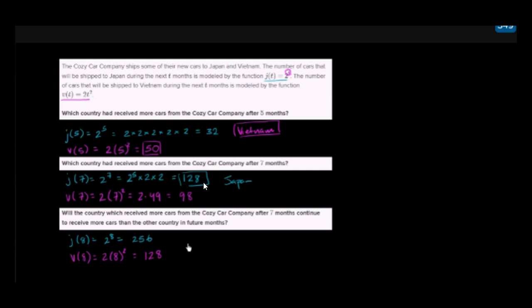And we could keep going. If you want, you could go to j of 9. j of 9 is 2 to the 9th power. It's going to be 256 times 2 of 512 cars, while v of 9 is going to be 2 times 9 squared, which is 2 times 81, which is 162. So now it's way more than double, actually more than triple. So you see that once you get past those initial 2 months, the exponential function is increasing at a much faster rate. And we can actually visualize it.